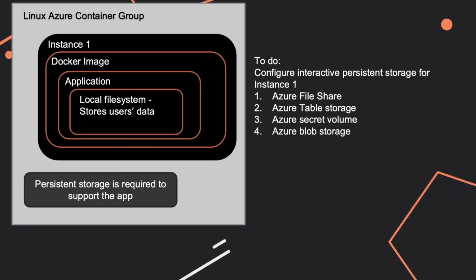For the second question, you create a Linux Azure container group with a single container instance named Instance 1. And this Instance 1, it's a bit like Inception here. This Instance 1 uses a Docker image that contains an application that uses a local file system to store users' data. And persistent storage is required to support the application. You need to configure interactive persistent storage for Instance 1. You have four options for that: Azure File Share, Table Storage, Secret Volume, or Blob Storage.